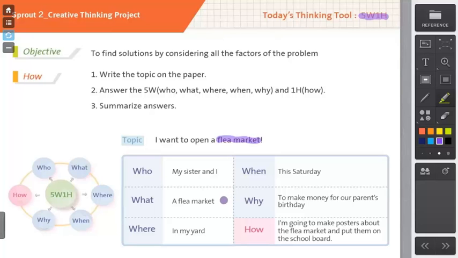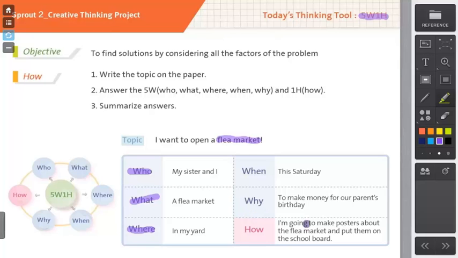So you could just ask the question, okay, so who am I going to open the flea market with? And they'll respond, okay, my sister and I. And what are we doing? We're going to make a flea market. And where will we do this? In my yard. And you'd follow that process for the rest of these steps.